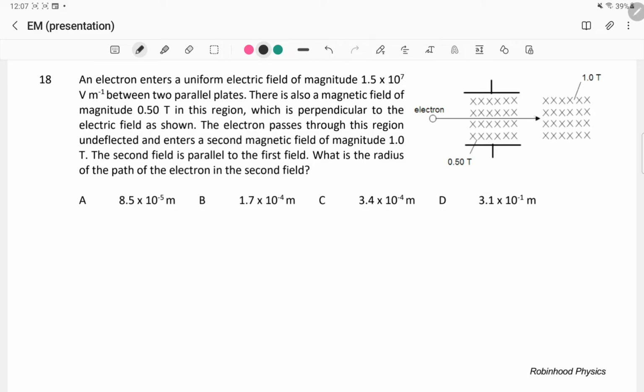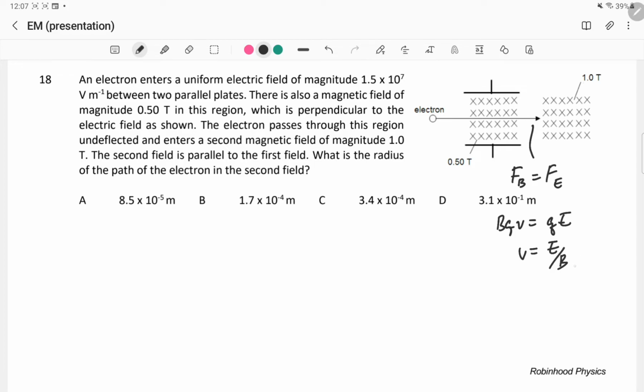The one that gets through must have electric force equal to the magnetic force. That will mean that BQV equals QE, so V equals E over B. So once again, you see this is very easy to derive, so I encourage you to learn to derive it. And this charged particle, this electron, goes into the second magnetic field, which is different.